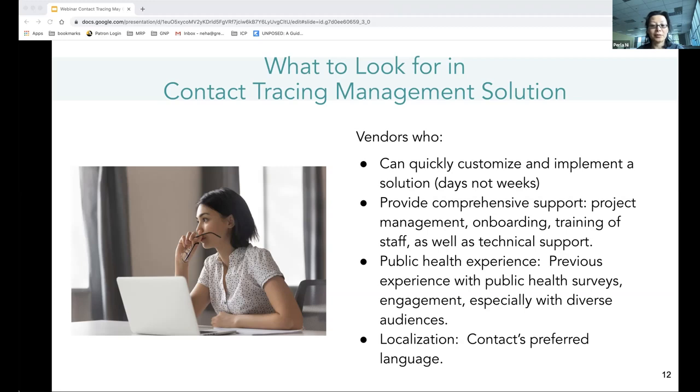You're looking for someone ideally with public health experience, previous experience doing public health surveys and engagement, especially with diverse audiences, people who understand the language barriers that your staff is going to need to overcome in order to communicate with the populations they're trying to persuade to give them all their contacts. So you're looking for more than a piece of software. You're looking for a lot of project management support, especially if your department does not have a lot of resources right now for project management, training, data management, data analysis. Ideally, you want to find a vendor who can give you all of that.